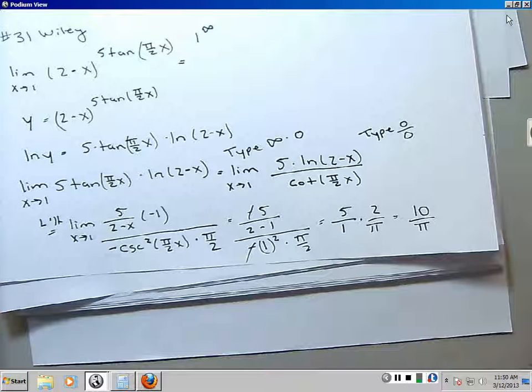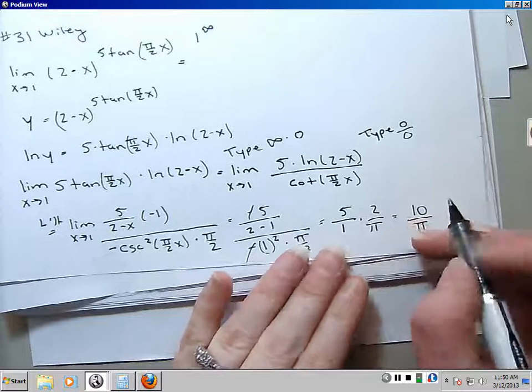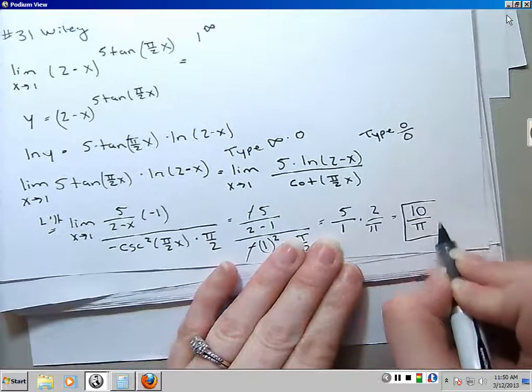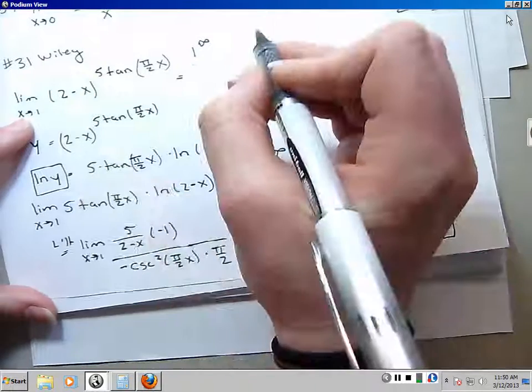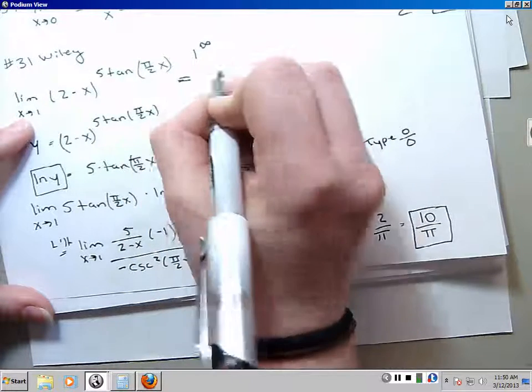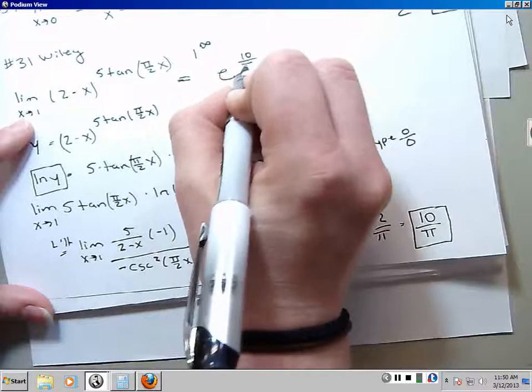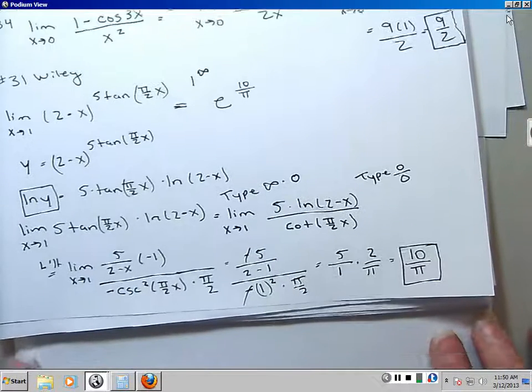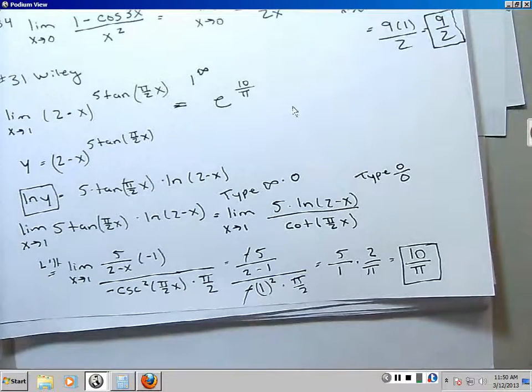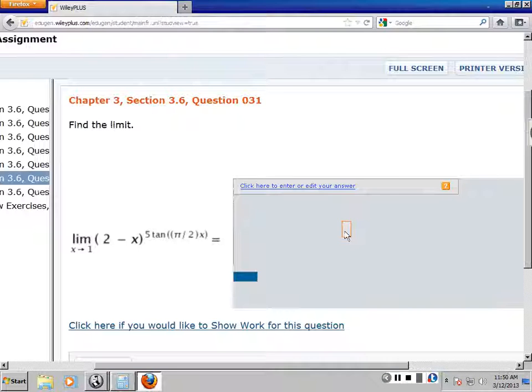So what's my answer? If the limit of ln of y equals this, what does the limit of y equal? Very good. So I should expect this answer to be e to the 10 over pi. So we'll have pi somewhere. So if we go back to Wiley, if I say e to the 10 divided by pi.